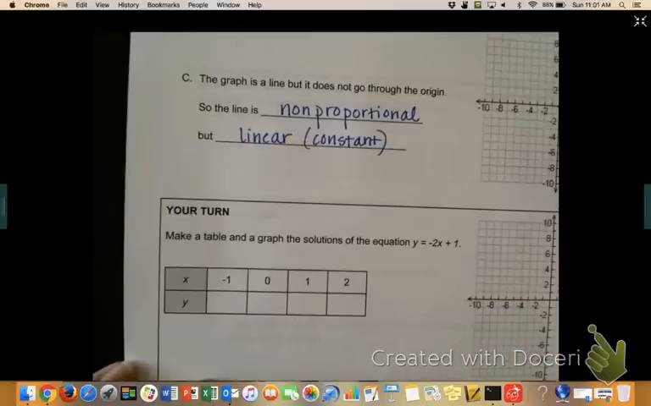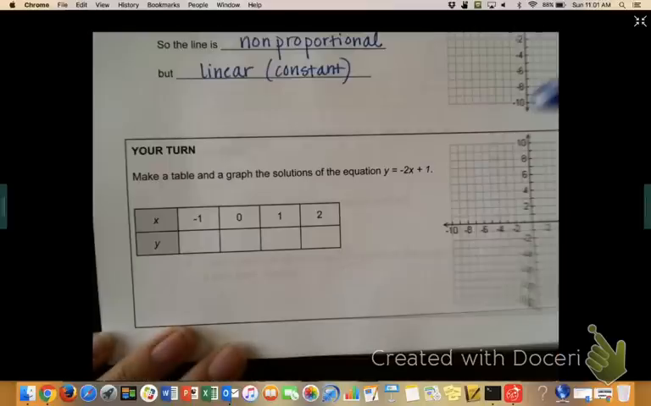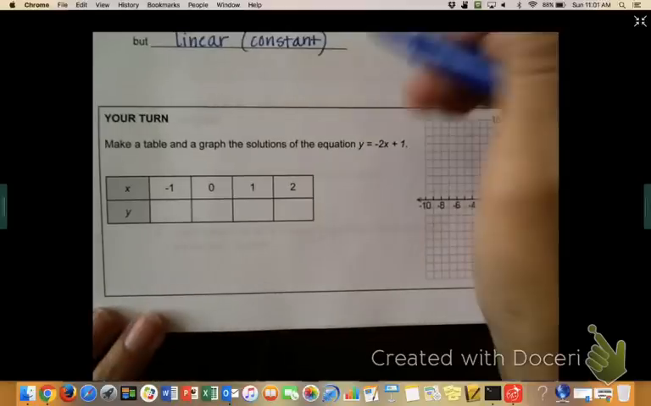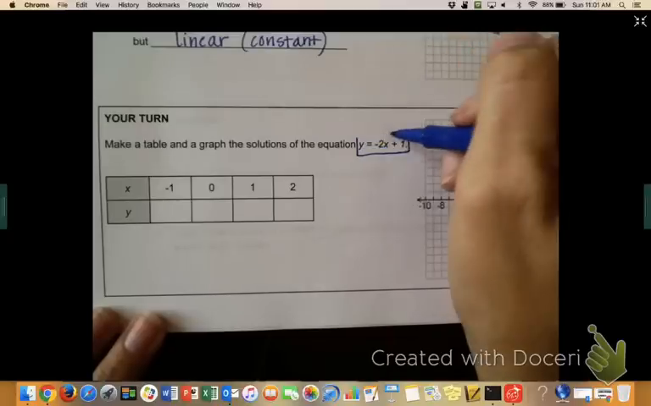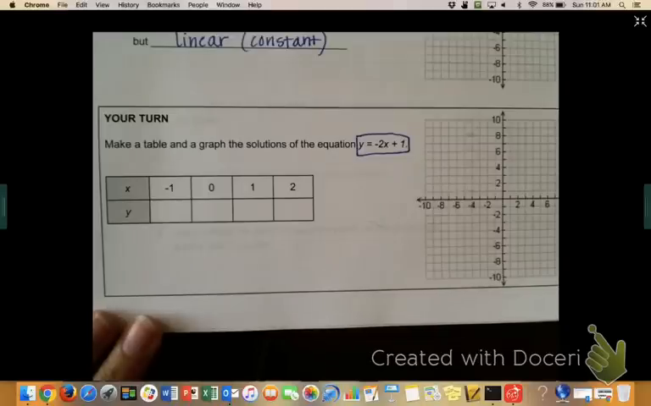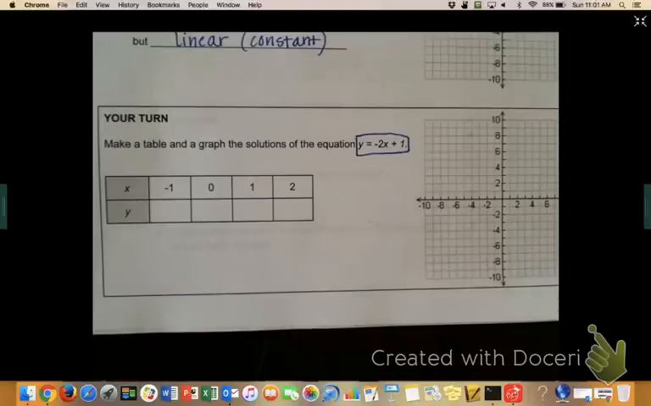All right, you may pause the video now and try the your turn. I didn't give you a situation. I just want you to use this equation, y equals negative 2x plus 1, and try to plug in the numbers for the table of what the y values would be, and then graph it, straight line, arrows on both ends. Give it a try.